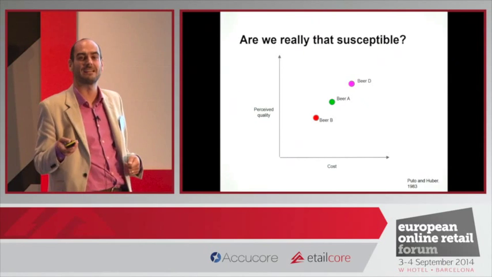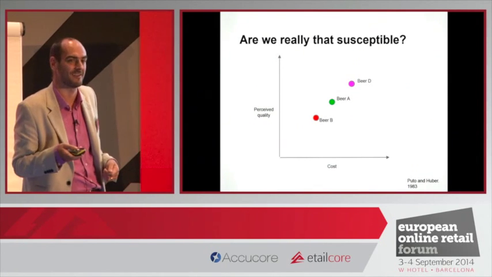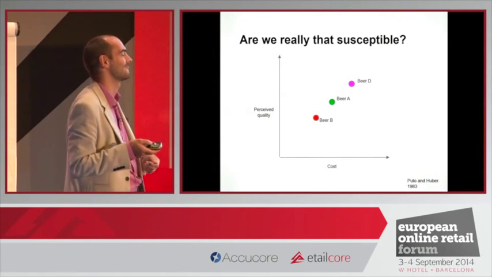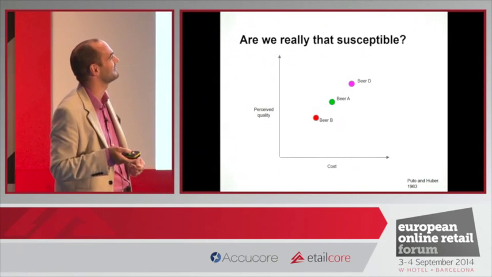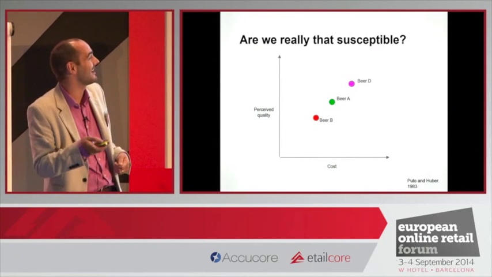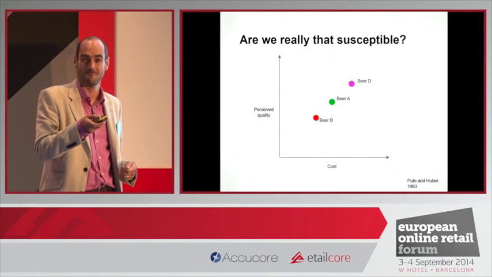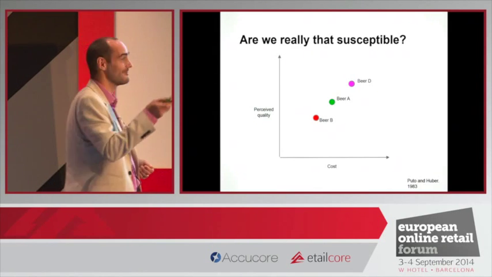Let's introduce beer D. Beer D's a really nice beer. This stuff, oh, it's making my mouth salivate just thinking about it, but it's bloody expensive. All right, now, who's going to buy beer D? 1, 2. Now who's going to buy beer A?